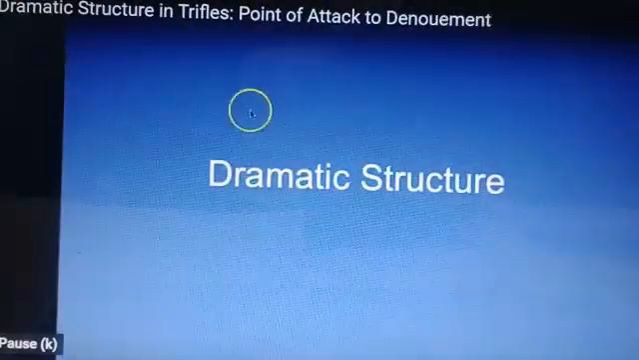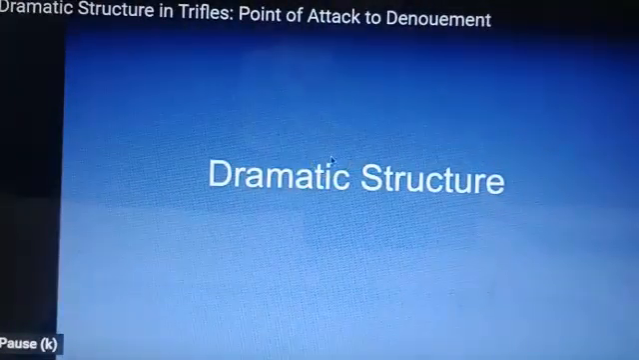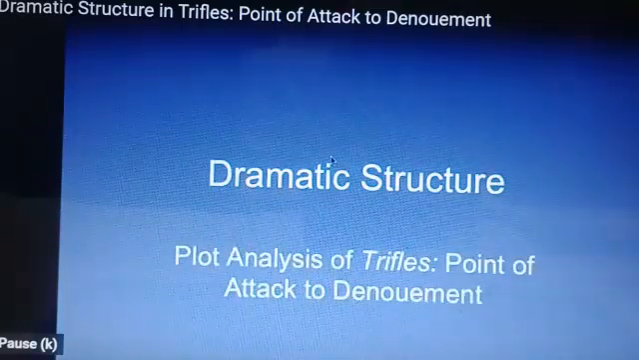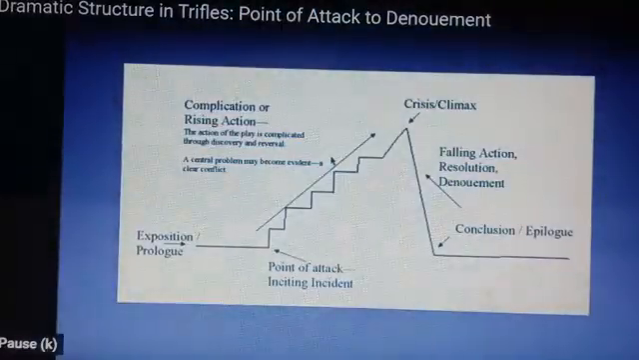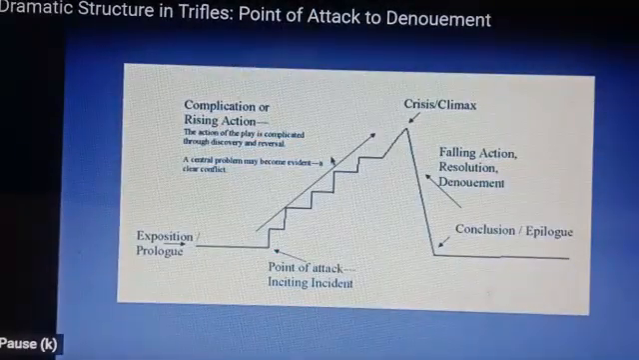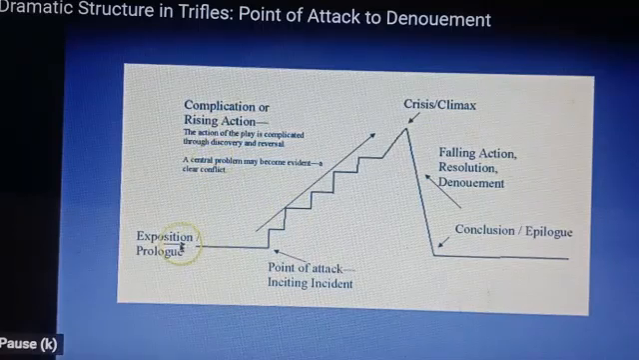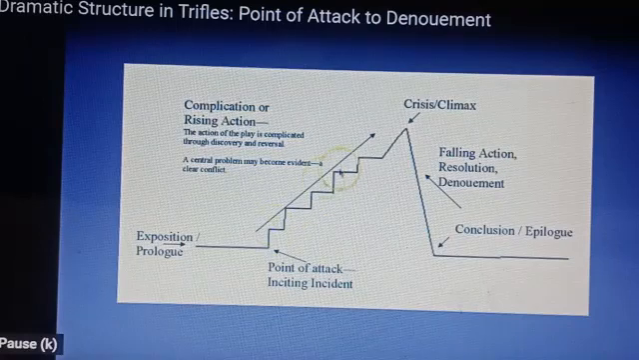Hi again. Well, here we are with our final screencast about dramatic structure and Trifles. We're going to look at the point of attack and go all the way through the rest of the play. So, again, here's our flow chart. We have looked at the exposition and now we're going to take a look at the point of attack, through some of the rise in action up to the climax, down to the fall in action, and finally to the conclusion or resolution.